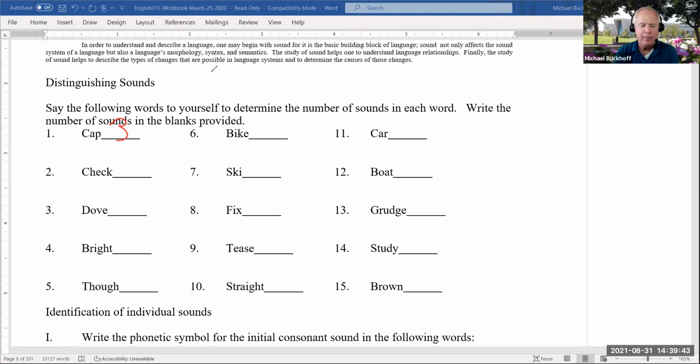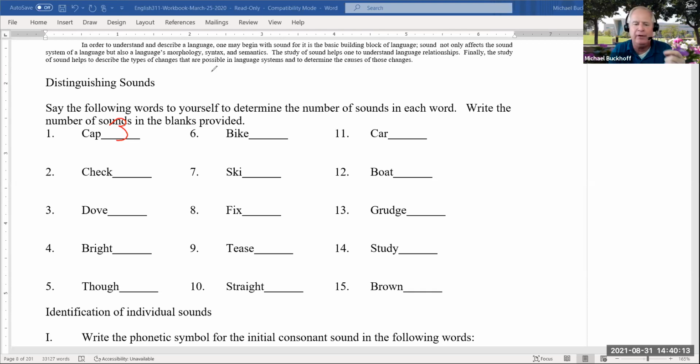So the first step, and I think on a quiz or a test, I'm not going to put a word on the quiz and ask how many sounds there are. I'm not going to do that. I'm simply going to ask you to transcribe it. But I'm doing this as a scaffolding technique. I know that the transcriptions are difficult. So I'm starting first. The first step is to determine the number of sounds in the word.